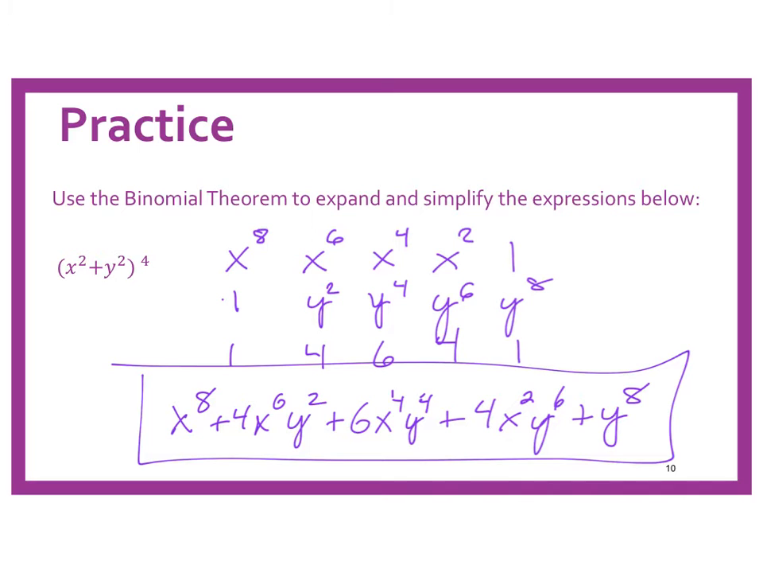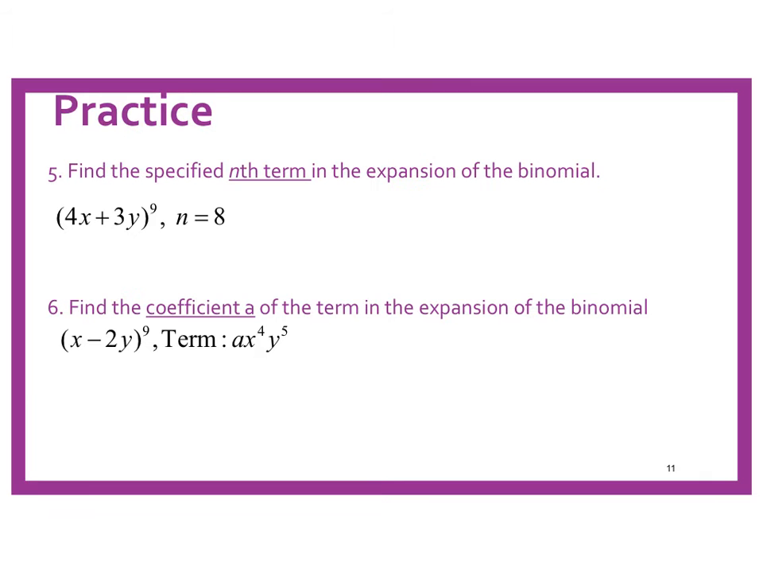Okay. Now, this is a little trickier. We're being asked to find a specific term. But we're going to break this down and think about this. The 8th term. Remember, each row of the Pascal's triangle, and therefore each expansion, has one more term than the power. So it's to the 9, so there's 10 rows, 10 terms. So the 8th term is almost to the far end, right?